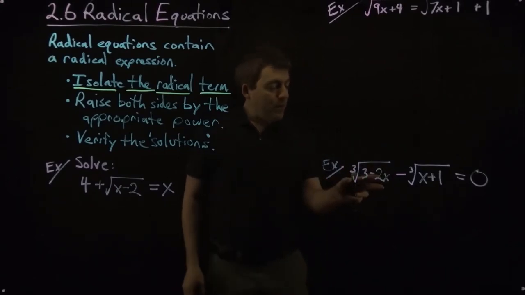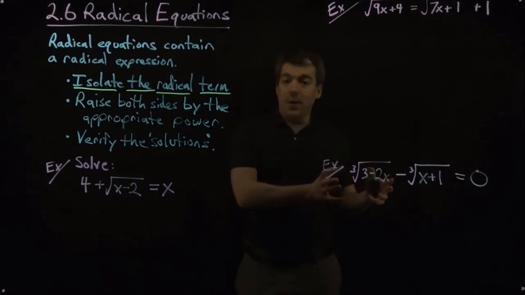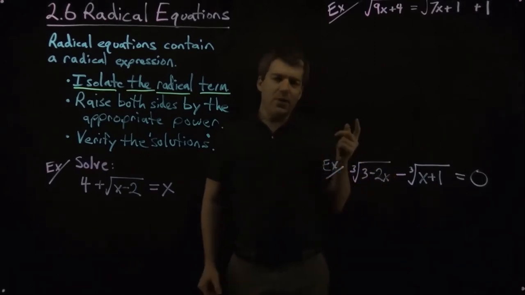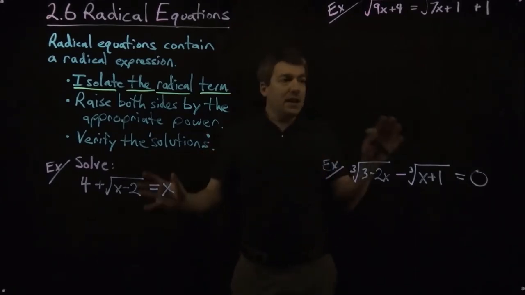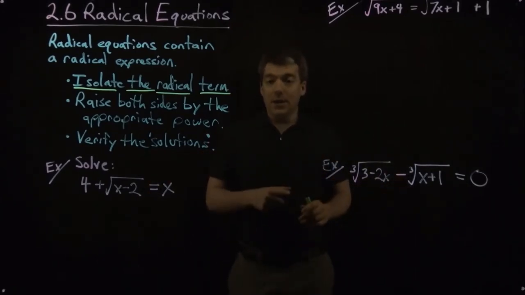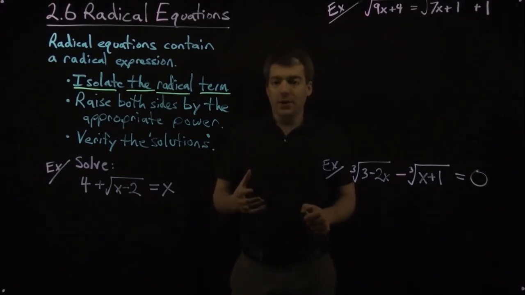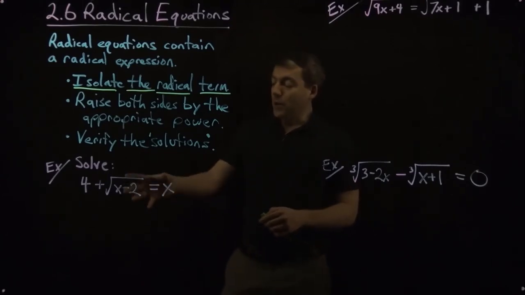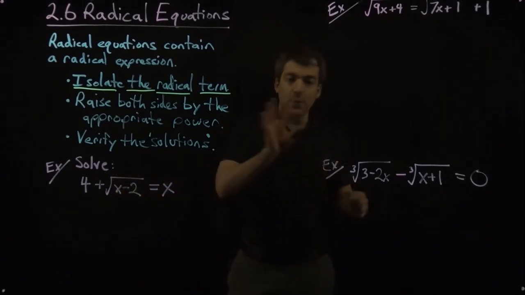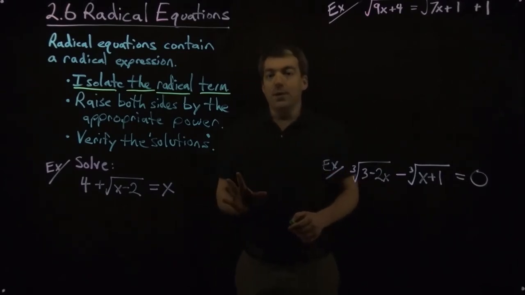A cube root, I'll give you a hint there. We need to raise both sides to the third power to get rid of it. Whatever the root is, you can figure out what power you need to raise it to. In the next video, we're going to look at fractional exponents and how to handle those, very similar to radicals. In fact, we'll see how we can convert square roots or cube roots or whatever kind of root into a fractional exponent, and that is an extremely useful tactic.